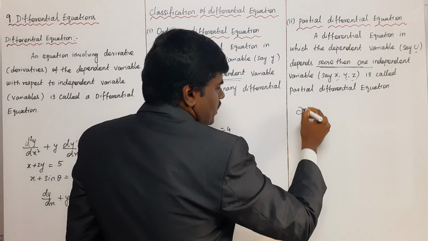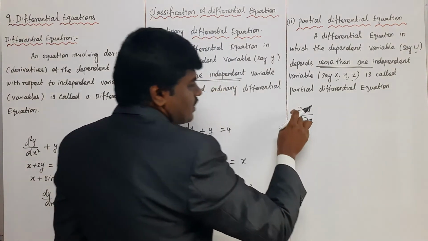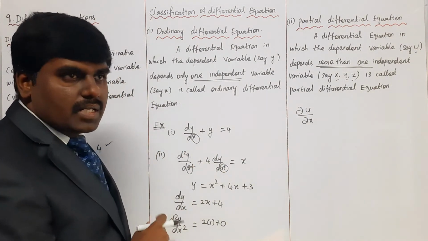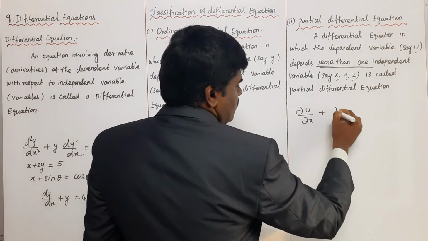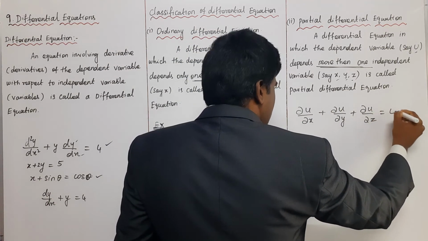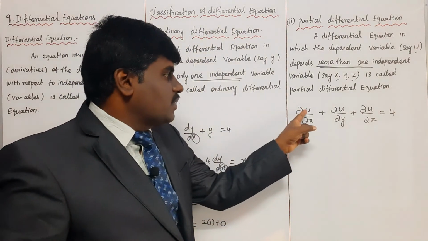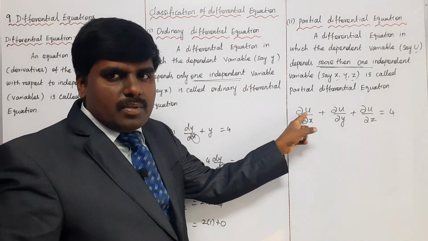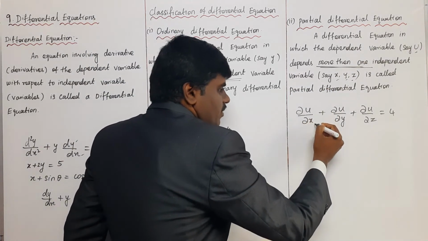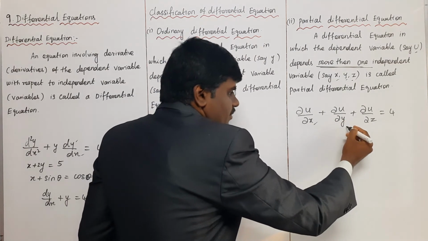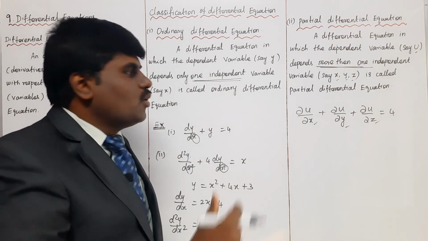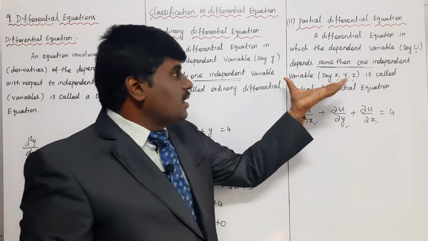Now what is the notation? dou u by dou x. That's the correct symbol, dou u by dou x, which distinguishes ordinary and partial differentiation. The notation is very important. Here: dou u by dou x plus dou u by dou y plus dou u by dou z is equal to some value, 4 or something. Is that clear? Now you see that u is a dependent variable, and u depends on more than one independent variable. We differentiate u with respect to x, again with respect to y, and again with respect to z also. So one dependent variable with more than one independent variable is called a partial differential equation.